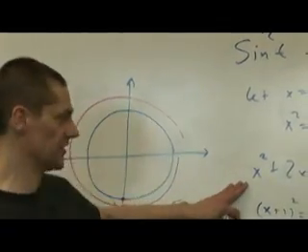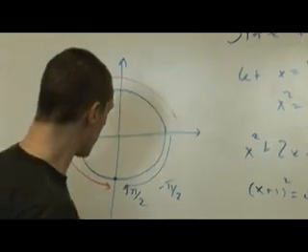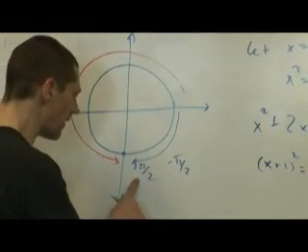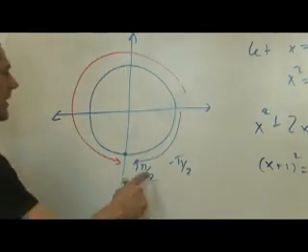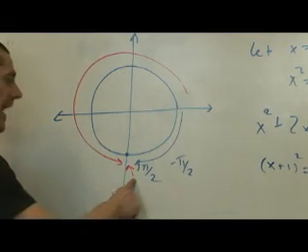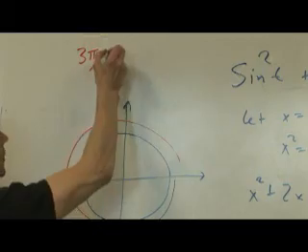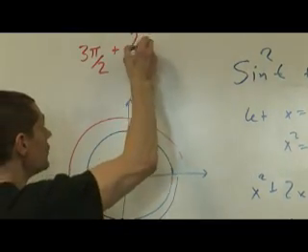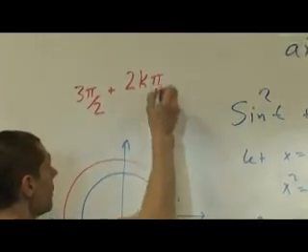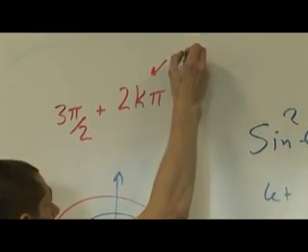What are all the solutions to this, though? Remember, what we can do is write it like this. One way or another, every place that has this address has the form 3 pi over 2 plus 2k pi, where this number k is an integer.